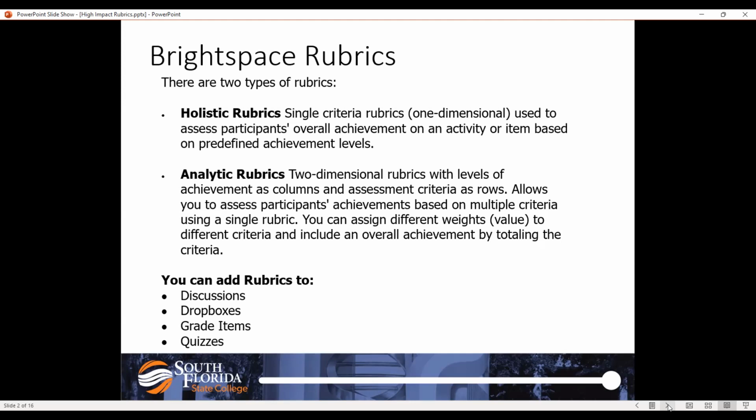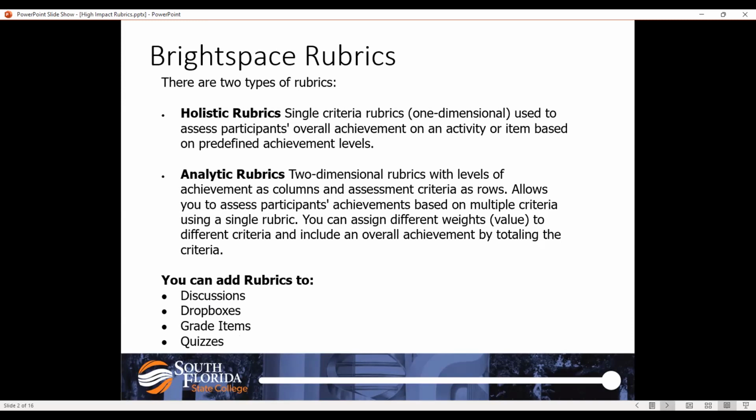And this one is very customizable. You can do different values on different levels. It allows you to assess participants' achievements based on multiple criteria using a single rubric. You can even add criteria groups to that one rubric. So it's really nice how they do that in Brightspace. Also, you can add rubrics to your discussions, drop boxes, grade items, and quizzes.